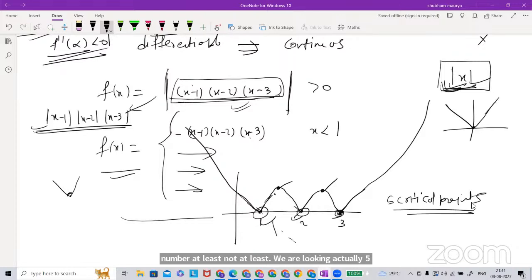So let's move ahead, because I have spent much time here.